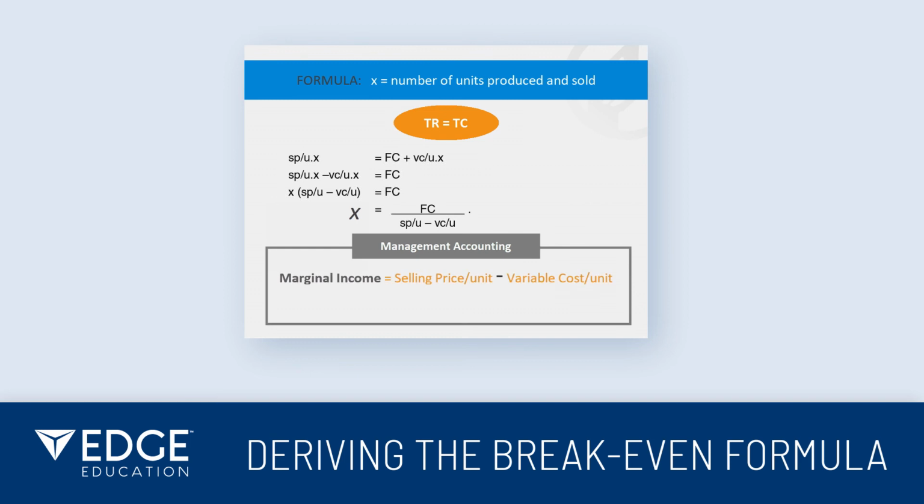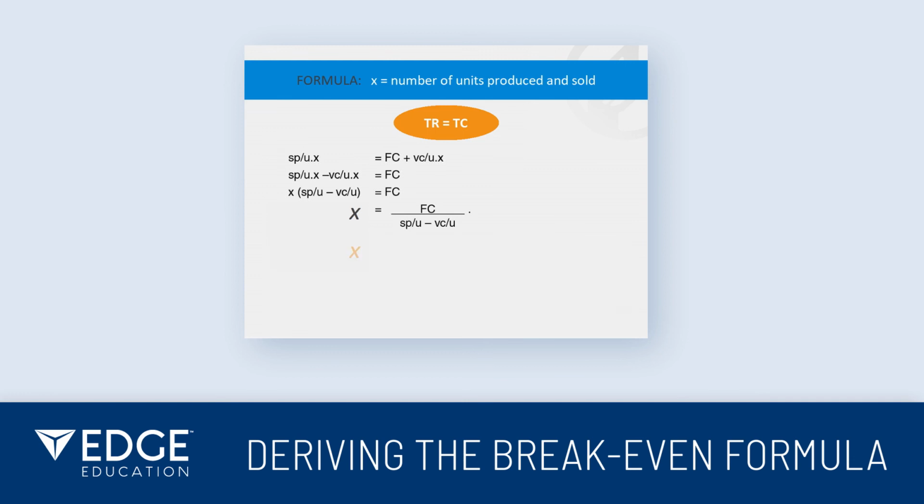In management accounting, we call selling price per unit minus variable cost per unit the marginal income. Marginal income, also called the contribution margin, is the revenue remaining after deducting the variable costs from the revenue. The marginal income is then used to cover the fixed costs. The formula for break-even point in units is therefore total fixed costs divided by contribution margin per unit.